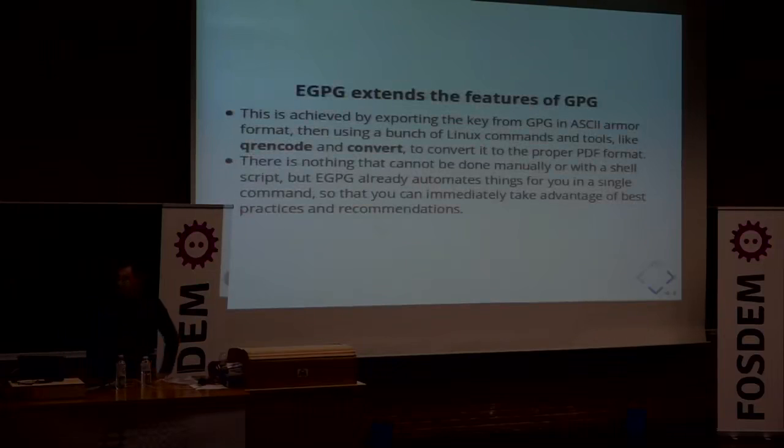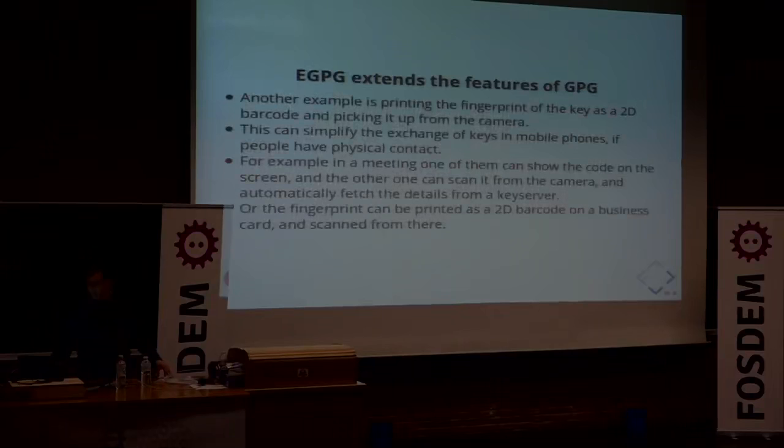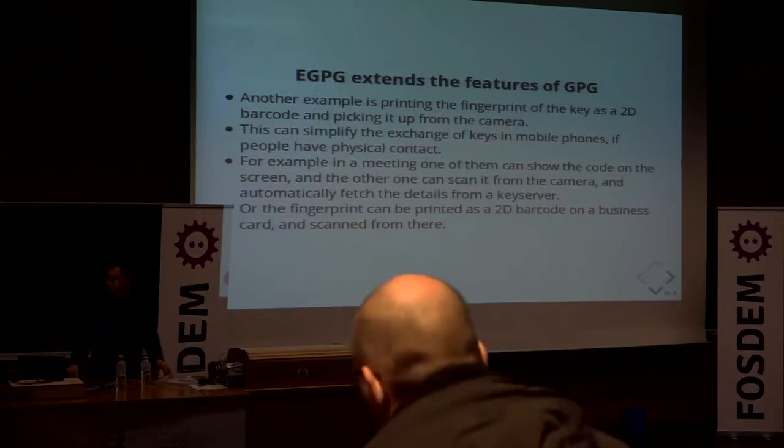This is achieved by exporting the key from GPG in ASCII armor format, then using a bunch of Linux commands and tools like qrencode and convert to convert it to the proper PDF format. There is nothing that cannot be done manually or with a shell script, but eGPG already automates things for you in a single command, so that you can immediately take advantage of best practices and recommendations. Another example is printing the fingerprint of the key as a 2D barcode and picking it up from the camera.